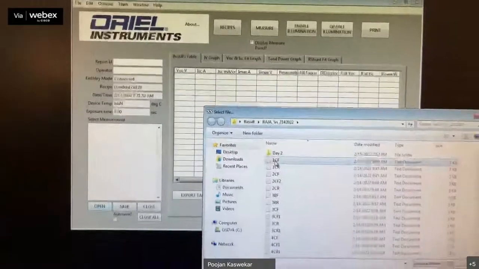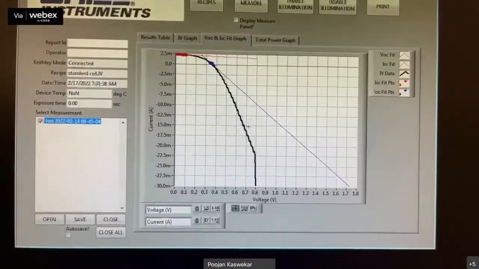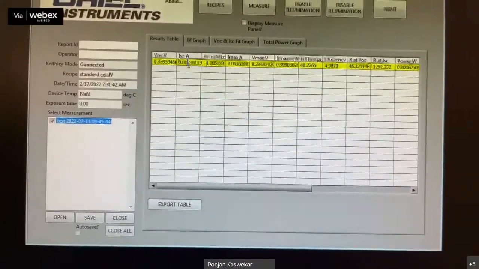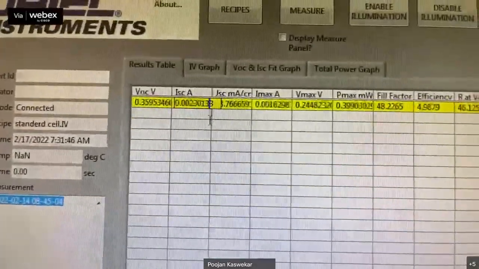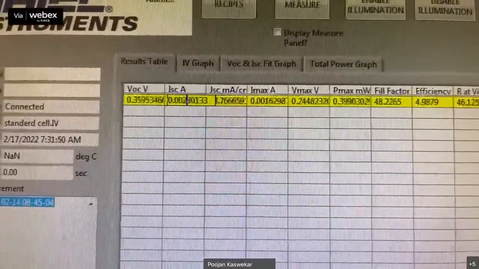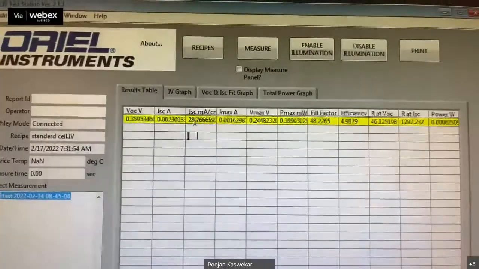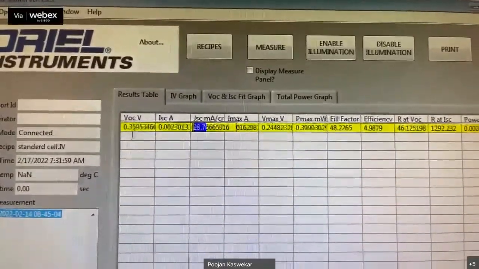Okay, let's see. So here is the IV graph for this one. This is the VOC versus current. Once you see the results, the ISC for this sample is 2.3 milliamperes. This is showing in amperes here. When you calculate it, it is 2.3 milliamperes. My device area is 0.09 square centimeters, that's why I'm getting 28.7 milliamps per square centimeter.